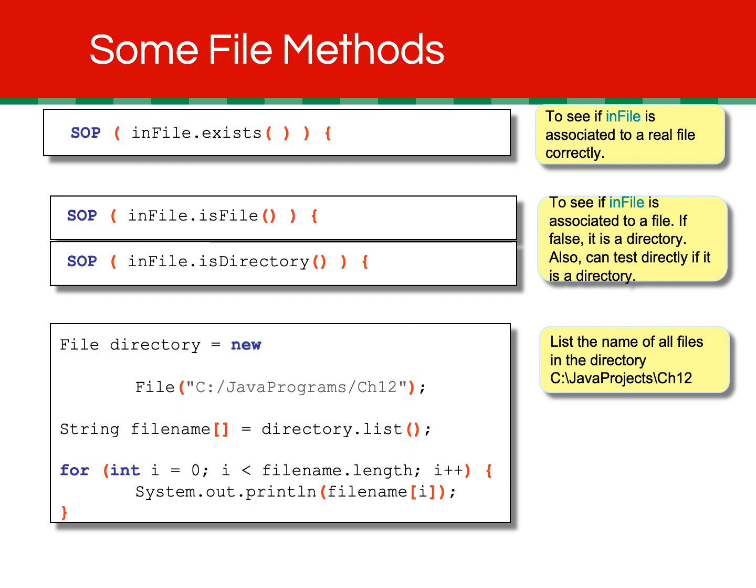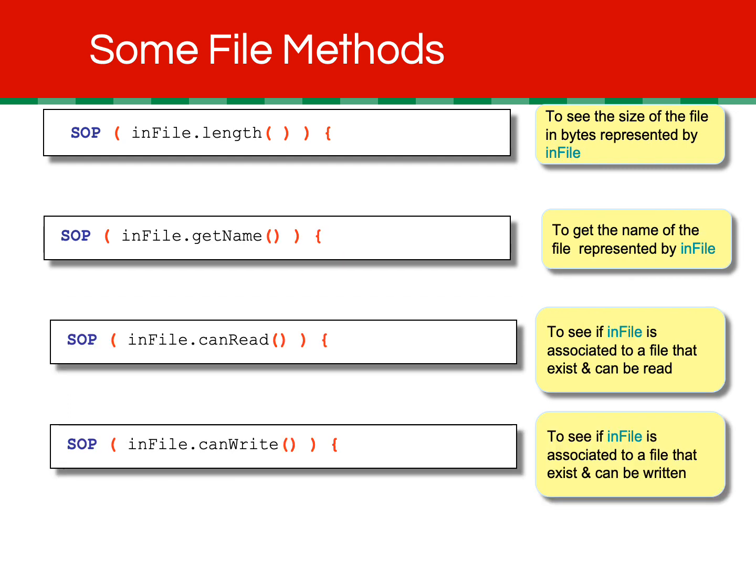To list all the names of the files in the directory, you can use the for loop. It uses the method called list. To see the size of the file in bytes, you can use the length method. To get the name of the file, you can use getName method. To see if the file is associated to a file that exists and can be read, you can use canRead method. To see if the file is associated to a file that exists and can be written, you can use canWrite method. The methods canRead and canWrite are of type boolean, so it will give you the output as true or false.